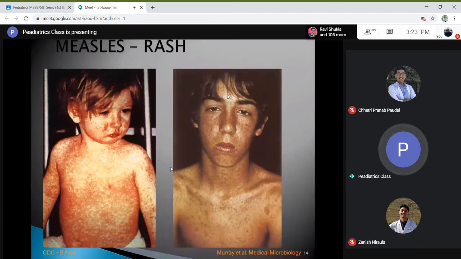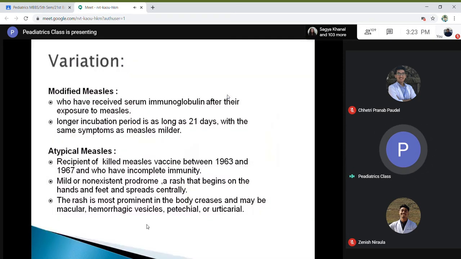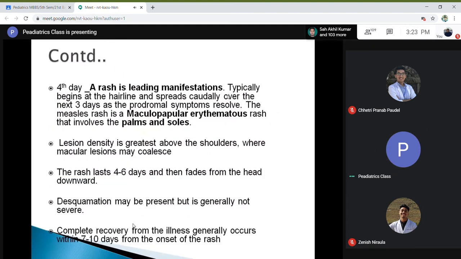This is what the picture looks like. You can see the baby. The erythematous rash initially comes from the hairline and face, and the areas downward, then slowly the ear, neck, and shoulder, coming down to the whole body, including palms and soles. It takes 3-4 days and then lasts for 5-6 days. You have to describe how it goes.